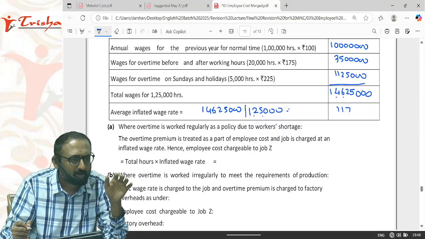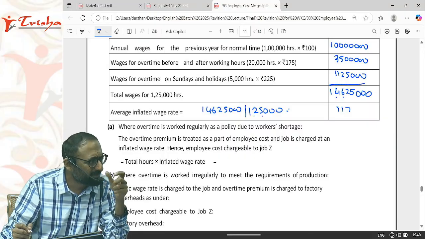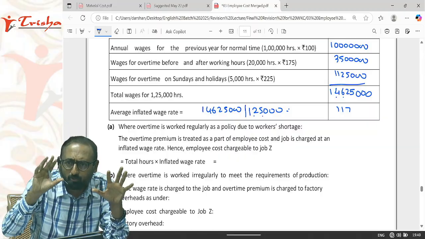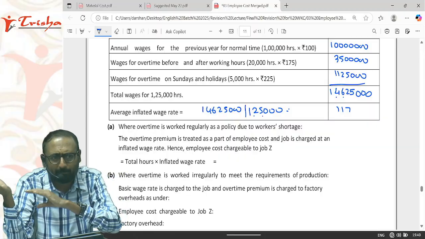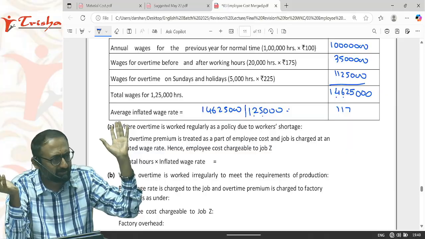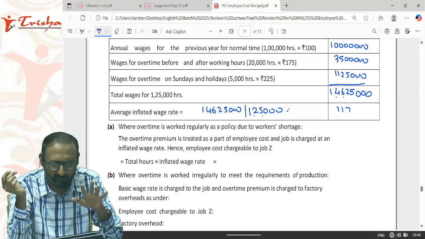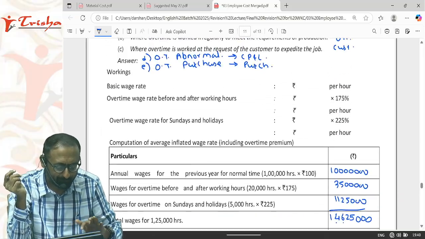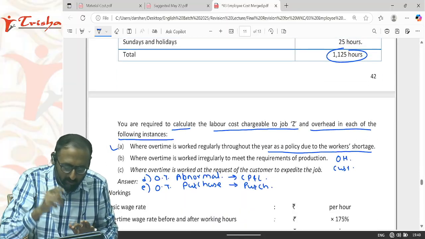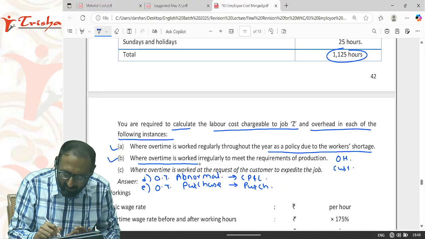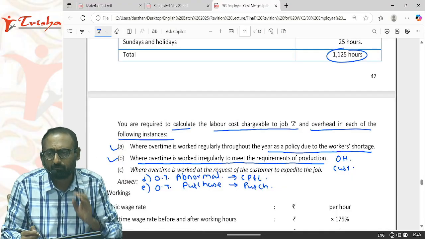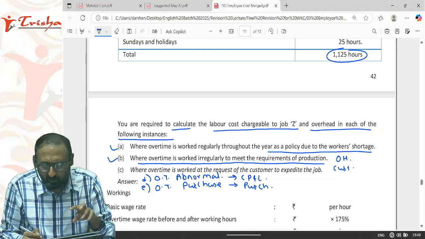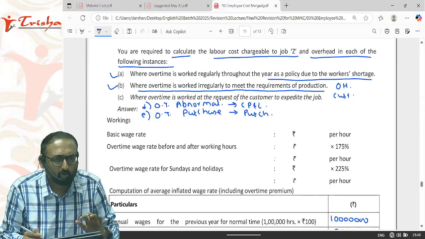Remember, for calculation of the inflated rate, last year's data is useful. You will not calculate the inflated wage rate for each job separately. I discussed this in detail at the time of class. If you want to inflate the wage rate, consider last year's information. Now the second one: overtime is worked irregularly to meet the requirement of the production. What to do? Transfer premium to overhead. Correct?